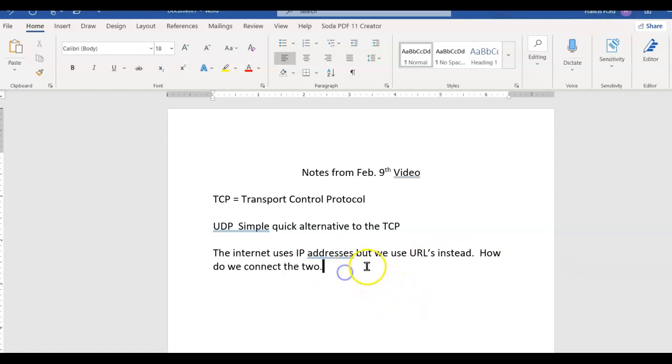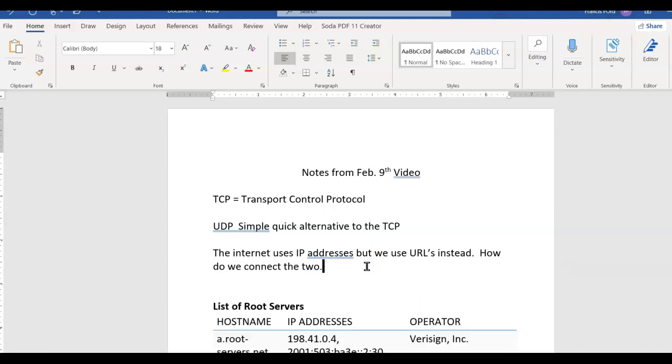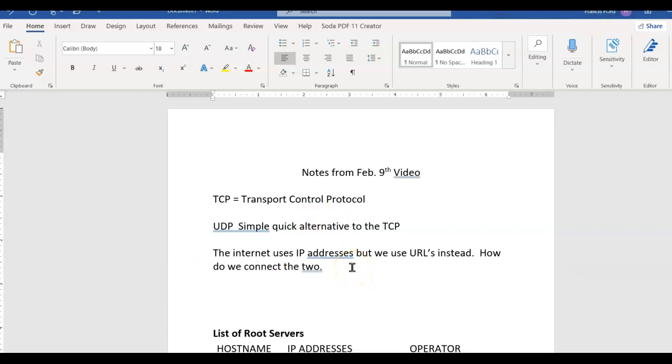I've got some of that written down here, so I'll just bring up what I have below. The answer is the domain name server. A domain, an example domain, is providence.edu.